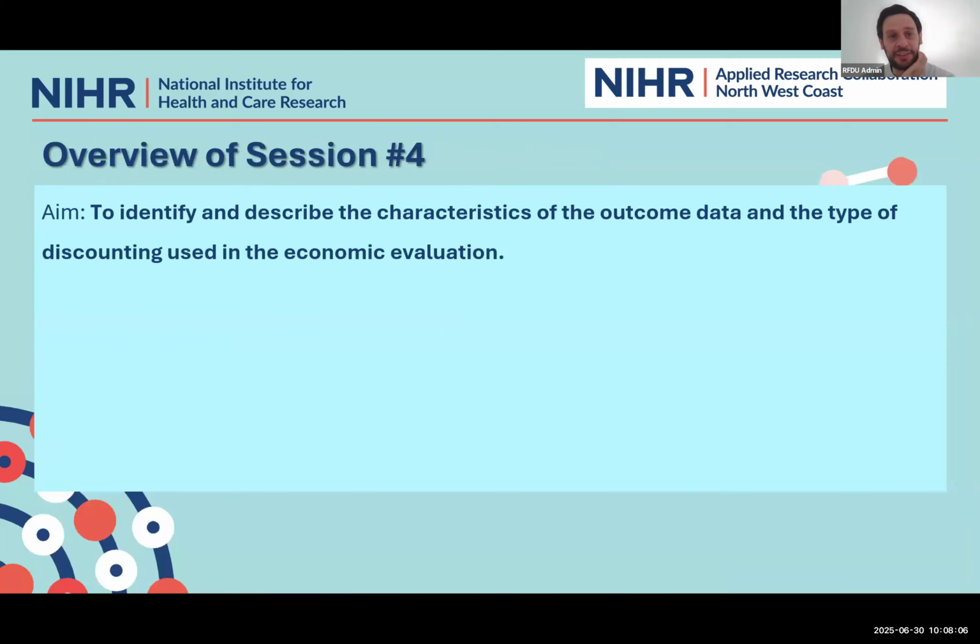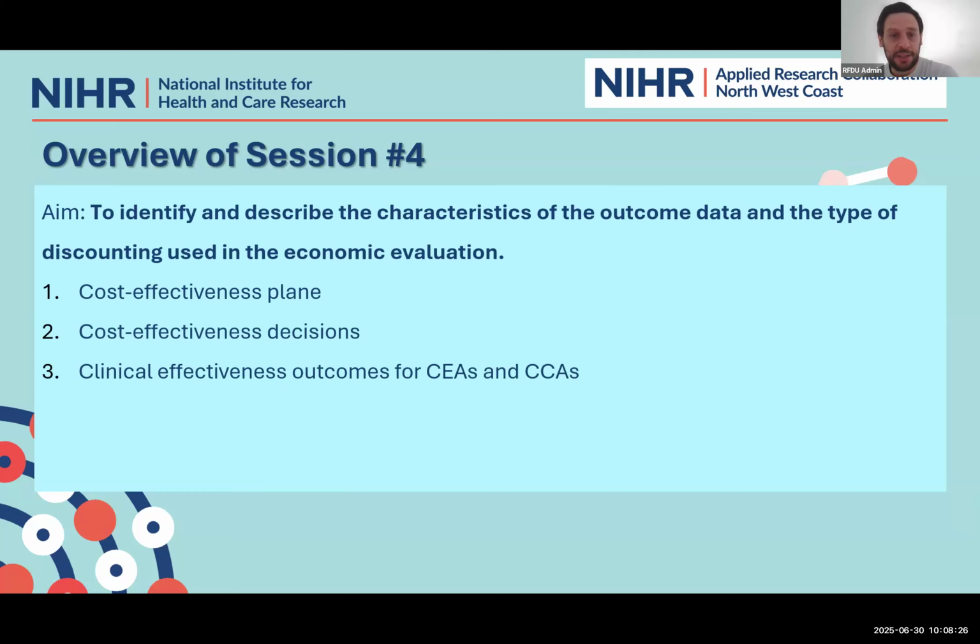Right, overview of today's session. The aim is to identify and describe the characteristics of the outcome data and the type of discounting used in economic evaluation. I will introduce this session by talking about the cost effectiveness plane, and then Misael has a very interesting part around cost effectiveness decisions. Then we will talk about clinical effectiveness outcomes, and then composite outcomes, more specifically QALYs, quality adjusted life years, which I'm sure you will have heard of before. And then there's a smaller part around discounting.